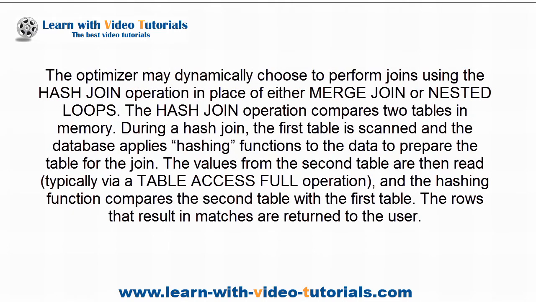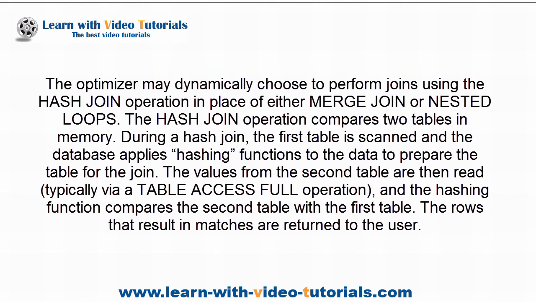The optimizer may dynamically choose to perform joins using the HashJoin operation in place of either MergeJoin or nested loops. The HashJoin operation compares two tables in memory. During a HashJoin, the first table is scanned and the database applies hashing functions to the data to prepare the table for the join. The values from the second table are then read, typically via a table access full operation, and the hashing function compares the second table with the first table. The rows that result in matches are returned to the user.